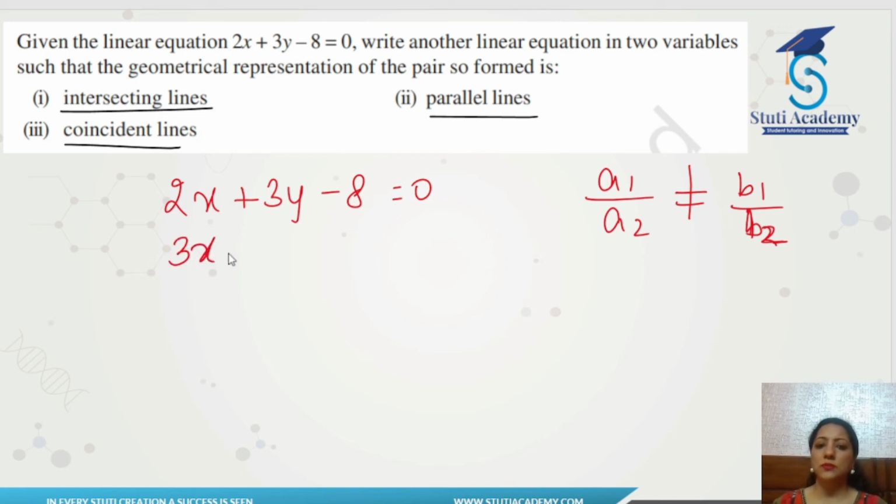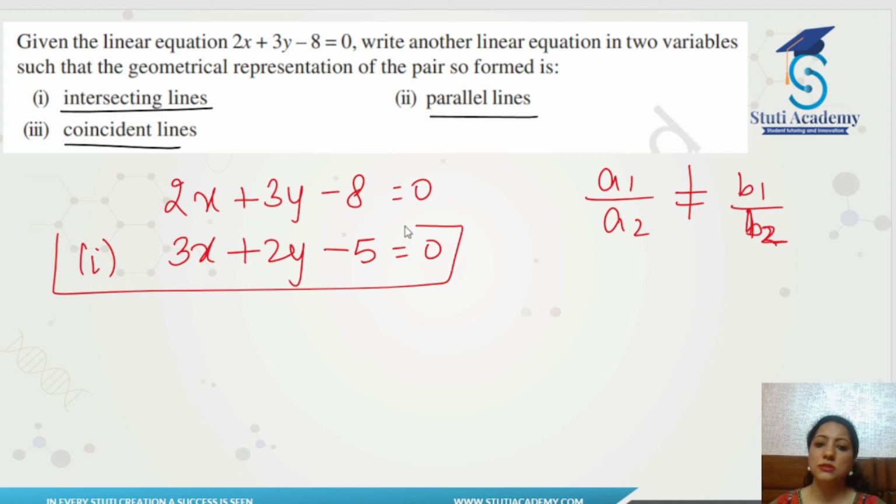So you can just write it as 3x plus 2y minus 5 is equal to 0. You can have different answers also. Make sure that this condition is satisfied. So I can just write this as the answer of the first part.